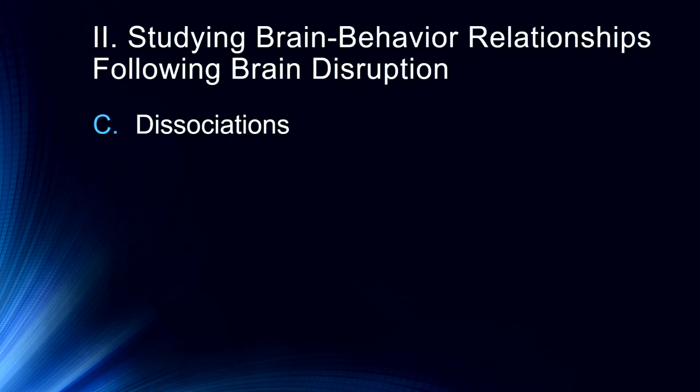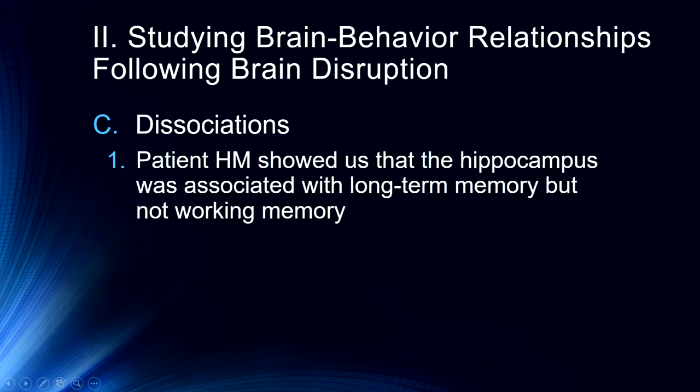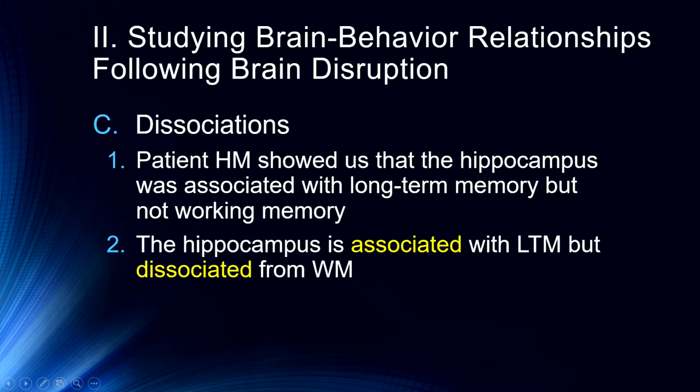Now, there's a specialized term we use in cognitive neuroscience in particular called dissociations. So when we get to memory, we're going to talk about patient HM. And patient HM showed us that the hippocampus and the medial temporal lobe structures were associated with long-term memory, that is, his ability to form new memories, but not with working memory. HM had relatively intact working memory and overall cognitive abilities. He could still problem solve, but he was simply unable to form new episodic memories.